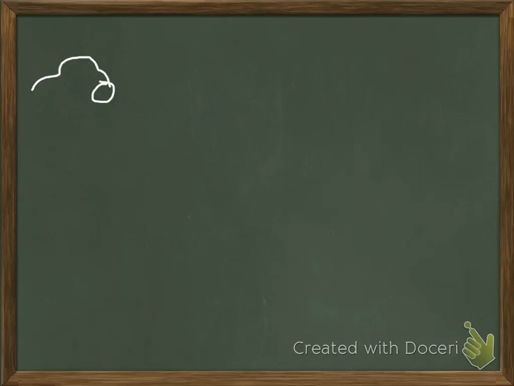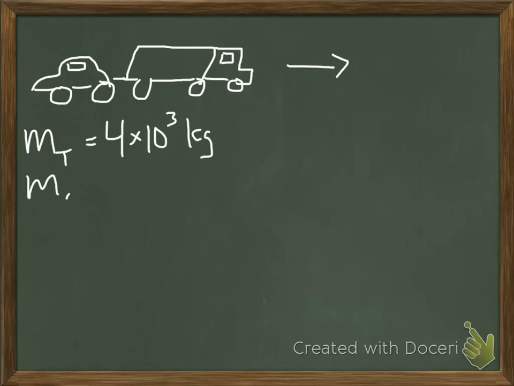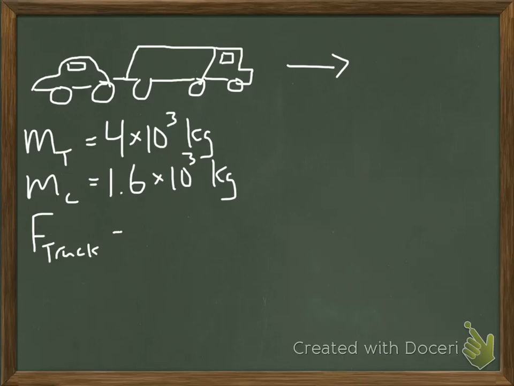The first problem, this is problem number 1 on the worksheet that I passed out in class on Thursday. It's called practice problems on top for Newton's third law. So we have a truck towing a car. We're given the mass of the truck, it's 4,000 kilograms. We're given the mass of the car, it's 1,600 kilograms. And we are given the force of the truck, the force of the engine moving the truck towards the right, 2.5 times 10 to the 4th newtons.